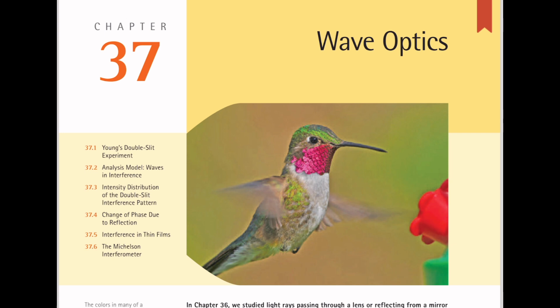37.1, 2, 3, 4, 5, 6 sections, starting off with Young's double slit experiment, an analysis model, waves in interference, intensity distribution of the double slit interference pattern, change of phase due to reflection, interference in thin films, and the Michelson interferometer. Alrighty, quite a lot of stuff.